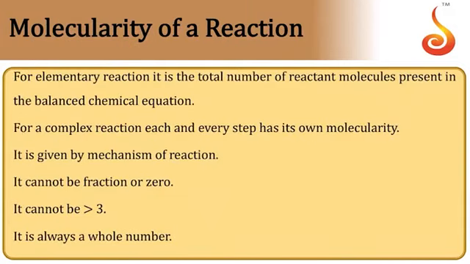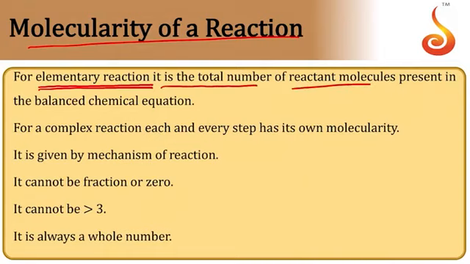Then comes the molecularity of a reaction. Now when you take an elementary reaction, meaning a reaction which happens only in one single step, in the elementary reaction the molecularity is the total number of reactant molecules present in the balanced equation. For an elementary reaction happening in one single step, the total number of reactant molecules present in the balanced chemical equation itself is called the molecularity of a reaction.